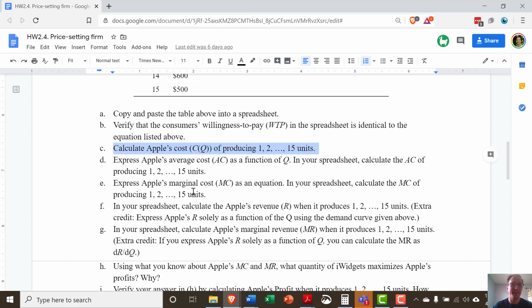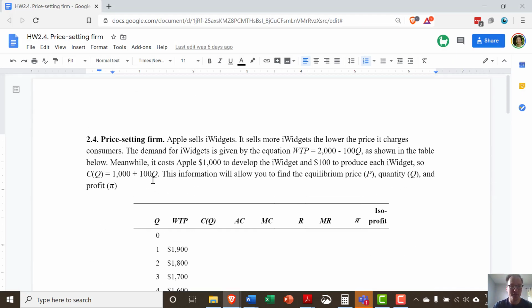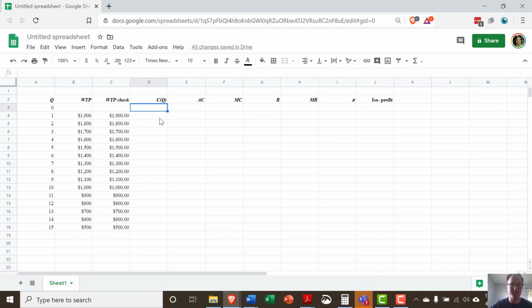Next, it asks us to calculate Apple's cost of producing 1 to 15 units. And here, we need to return to the cost function. We're told the cost equals 1,000 plus 100Q. That means we can say the cost equals 1,000 plus 100 times, and again here, we need to multiply by Q. Once you put in that equation, you can grab this little rectangle again and drag it down. What that's doing is telling the spreadsheet that, for example, producing 2 units is going to cost 1,000 plus 100 times A4.